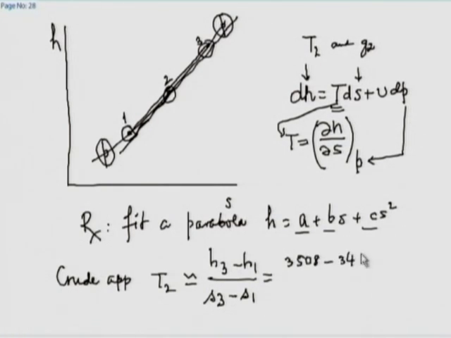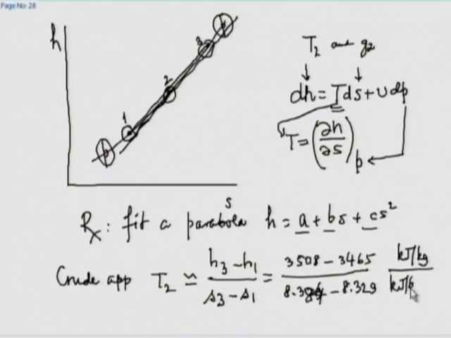So this will be 3508 minus 3465 divided by 8.384 minus 8.329. Units of H are kilojoule per kg, units of S are kilojoule per kgK. So this will cancel out, you will get your answer in Kelvin.